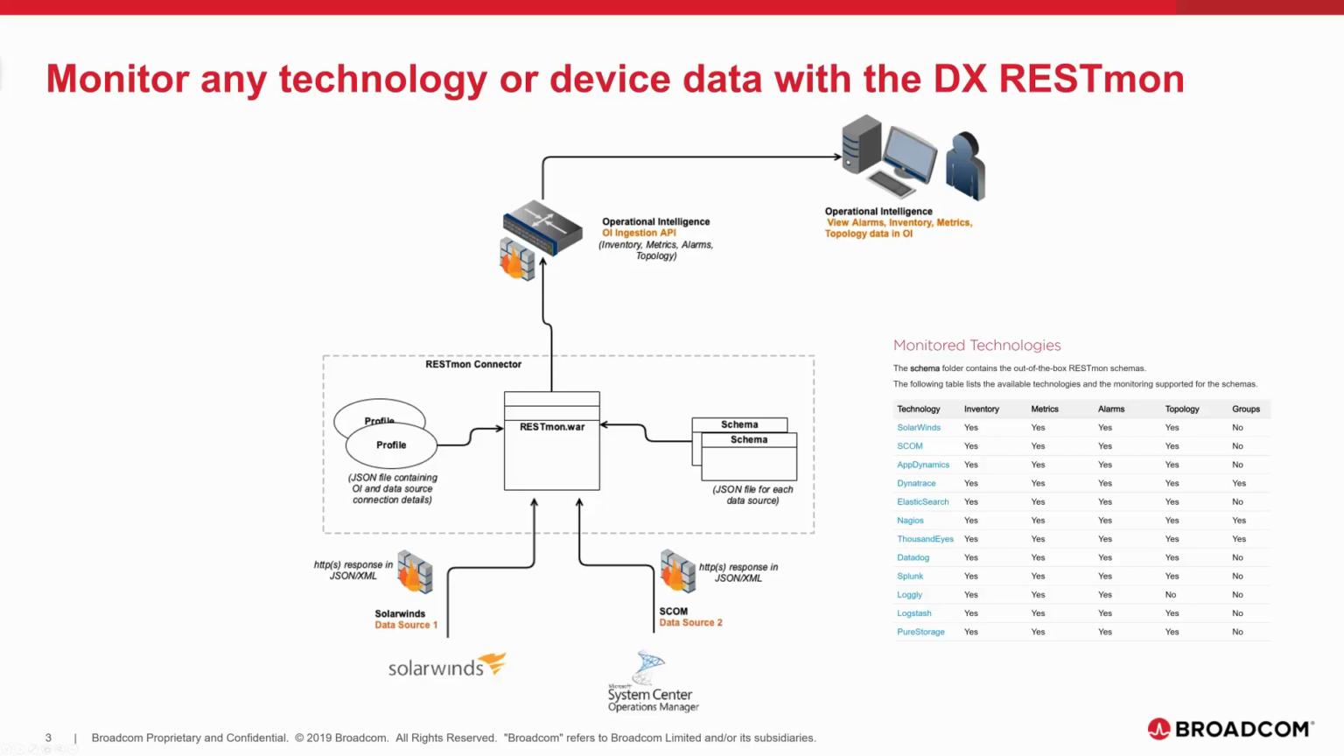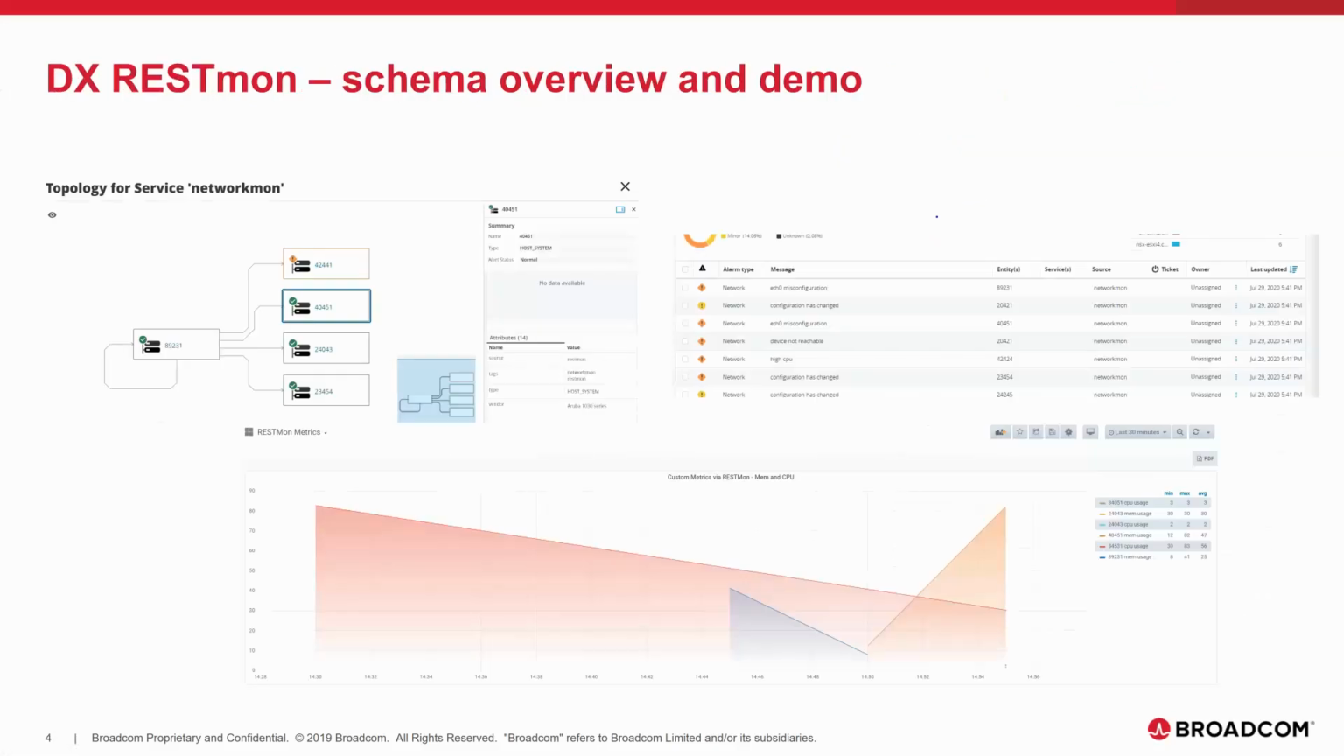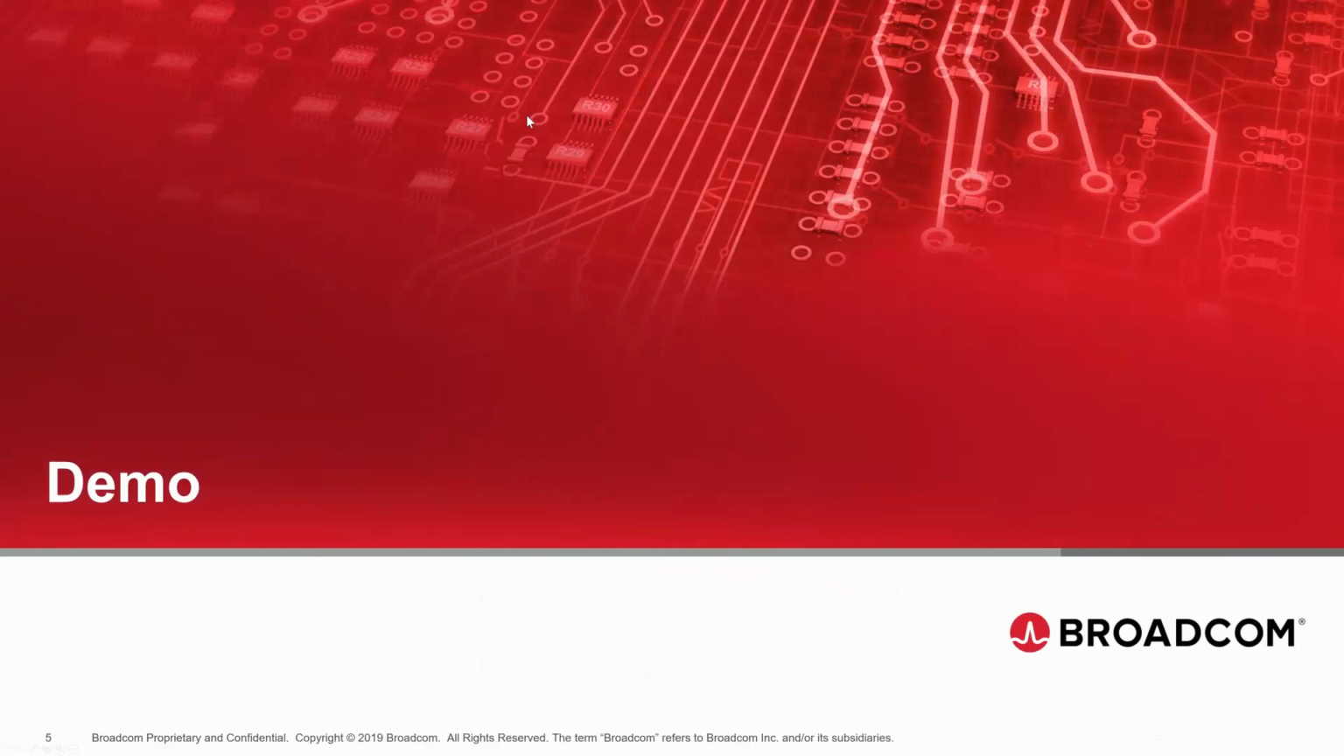In this demo, I will just explain and give an overview of how to create this schema file to connect to a REST API and bring this data into DX Operational Intelligence. So this will be the final result of the demo. I will show how to build a schema to import topology, alarms, and metrics from a REST API exposing network data. So let's jump into the demo and see how we can use DX RESTMon to get data from any source into our data lake and make it ready for our ML and AI algorithms to produce relevant insights.